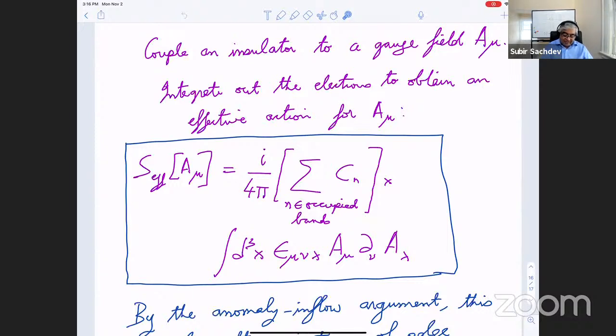Okay, so now we know very simply what to do anytime you have an electromagnetic field or a gauge field coupled to a band with a Chern number. It just means that when you integrate out the electrons in that band, when they're fully occupied, you get a Chern-Simons term whose coefficient is the Chern number of that band. So a very beautiful and general result we're going to use a lot in the next week or two.